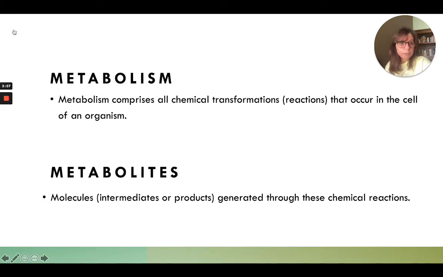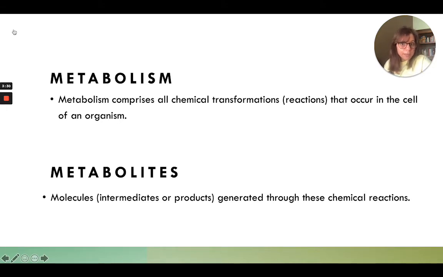Metabolites are molecules that are generated through these chemical reactions. This includes intermediate molecules, meaning molecules that are formed in one reaction and then consumed in another reaction right away. And it also includes final products of reactions. All of these molecules are called metabolites. Metabolites are molecules that are generated through these metabolic reactions.